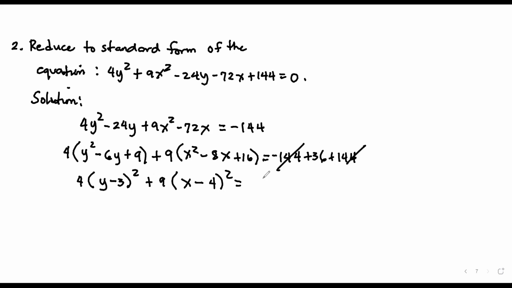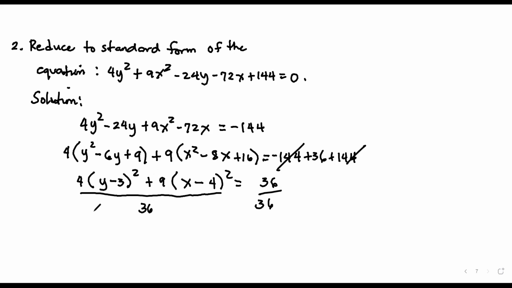Equals, so this is 0. So equals 36. Dapat mag-equal sa 1. So we divide both sides by 36.